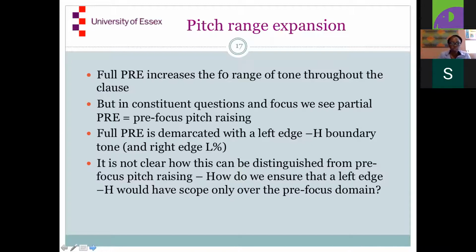So now the question is, how do we mark the pre-focus pitch raising that we see, which is only affecting a part of the domain which is preceding the focus? If it's marked at the left edge, and I had that in the pitch tracks that I was showing, then the question is, how do we mark where it's going to end? And the point where it's going to end is immediately after the verb, or immediately at the verb. So at the verb, the expansion ends, and then the following constituent is the one that's in focus.